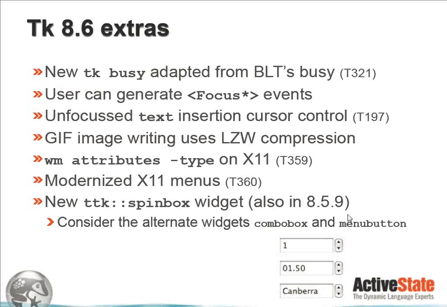In addition, we have unfocused text insertion cursor control. The problem being that sometimes when the text widget loses focus, it can look like the insertion cursor is still active, and the control for this is now possible in 8.6. Now that all the patents have run out, the GIF image writing does properly use LZW compression. And on X11, we have added the new wm attributes -type to give a little more type hints.